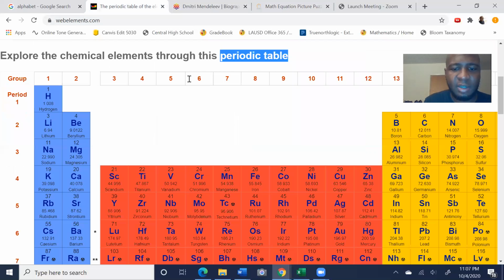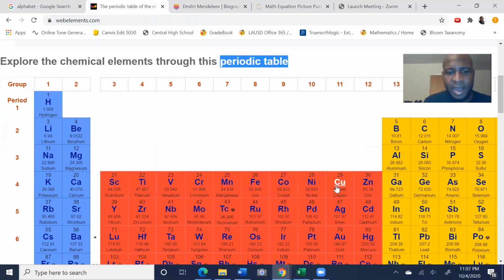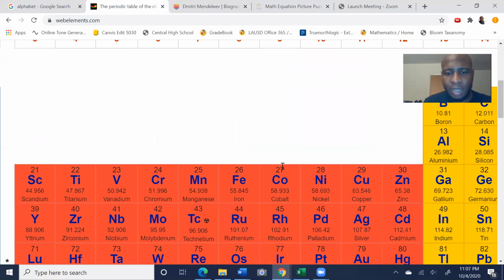Back in his time in the 1800s, scientists had only discovered a handful of these elements on Earth. However, he began noticing a pattern when it came to the properties of the elements. So, you take something like cobalt over here. Most of it's found, I think, in Africa.